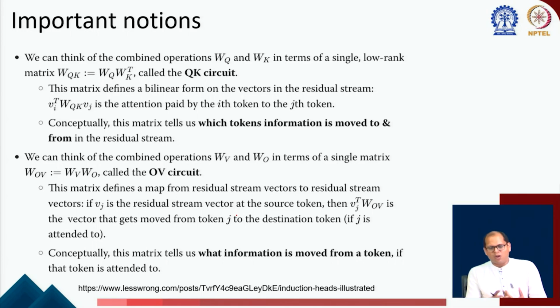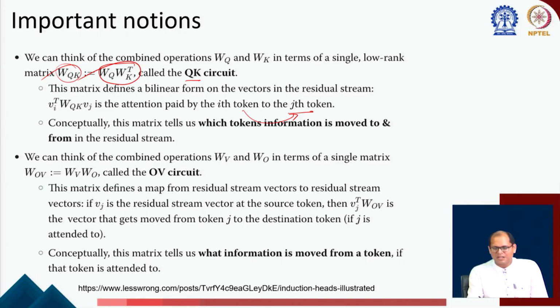So, you can also talk about two different kinds of circuits. You have the QK circuit, the query and key circuit. You can combine the query and key matrices together and call it WQK, the QK circuit. What it will do: suppose you want to say how much attention the ith token is paying to the jth token. That is what we are saying.